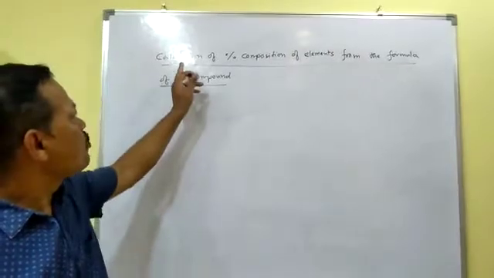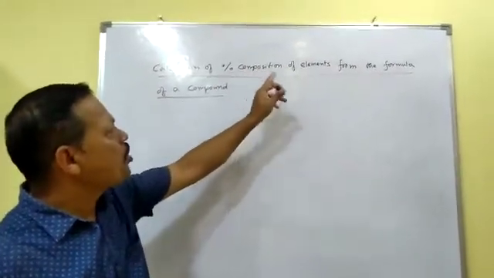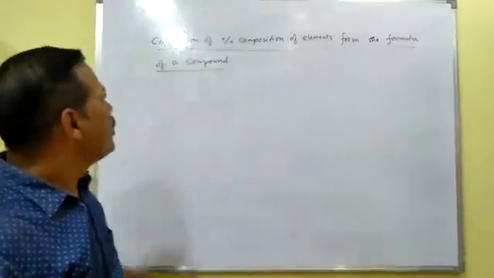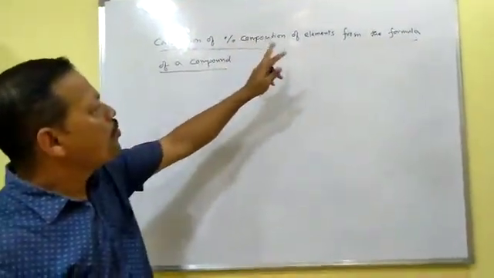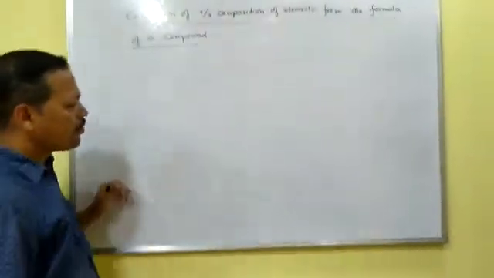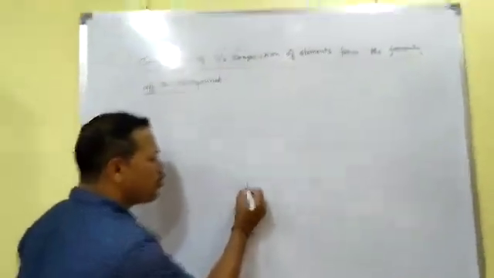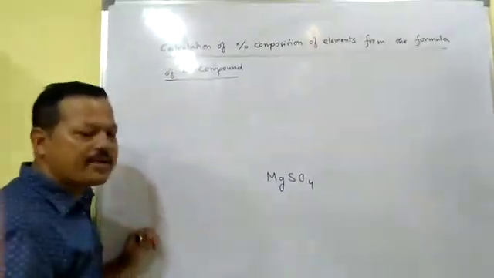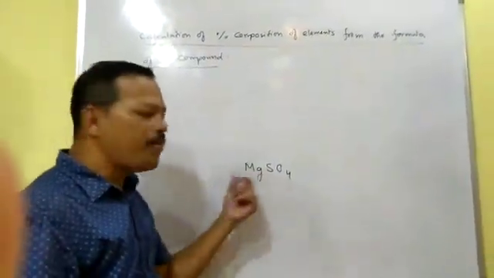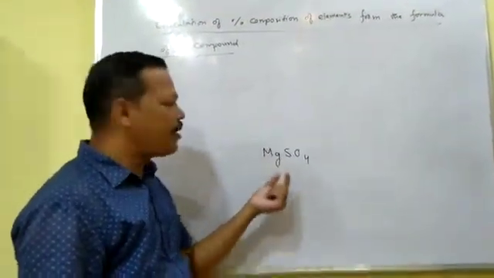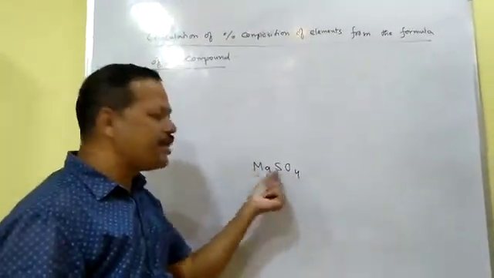The topic is this one: calculation of percentage composition of elements from the formula of a compound. Suppose a compound is given whose formula is like this: MgSO4. This is called magnesium sulfate. Now in this compound there are three types of elements present. Magnesium is present, sulfur is present, oxygen is present.